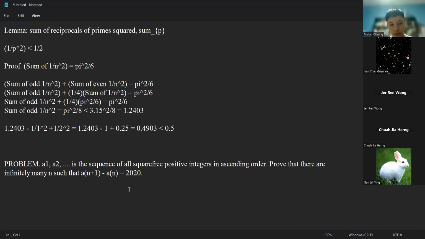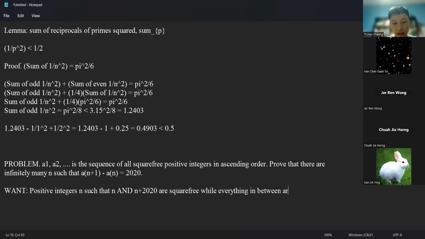Okay. So what can we do as a first step? We don't want to jump to the conclusion straight away. We're going to start by giving some conditions first. What we want is positive integers n such that n and n plus 2020 are square free, while everything in between are not.